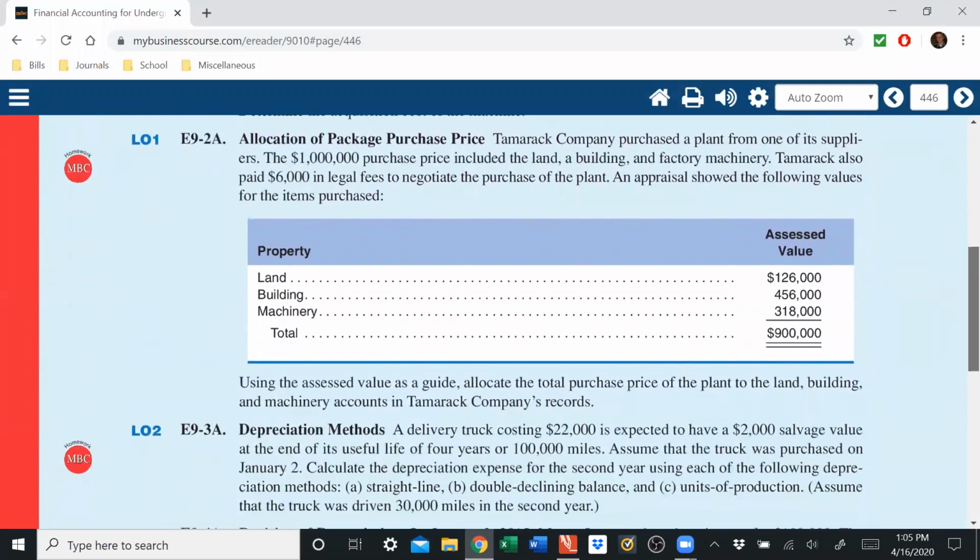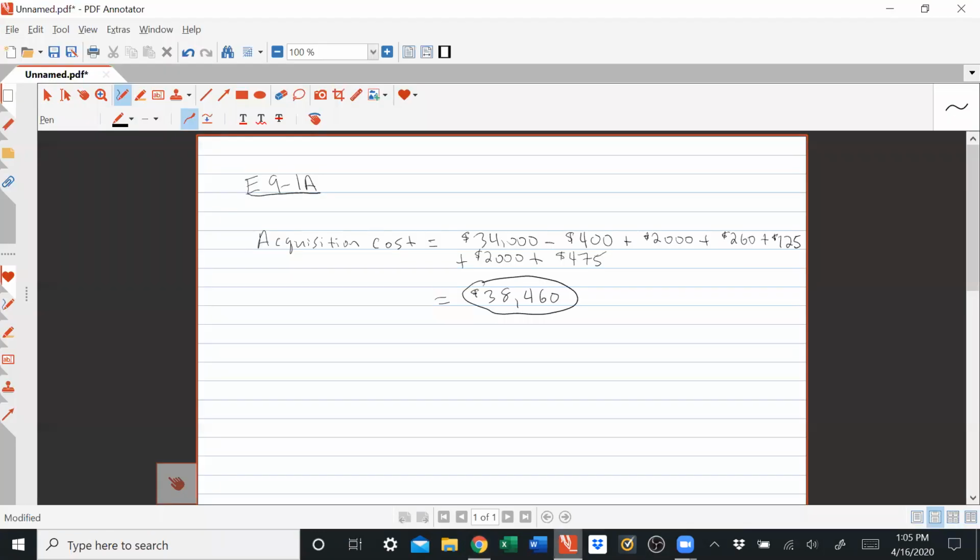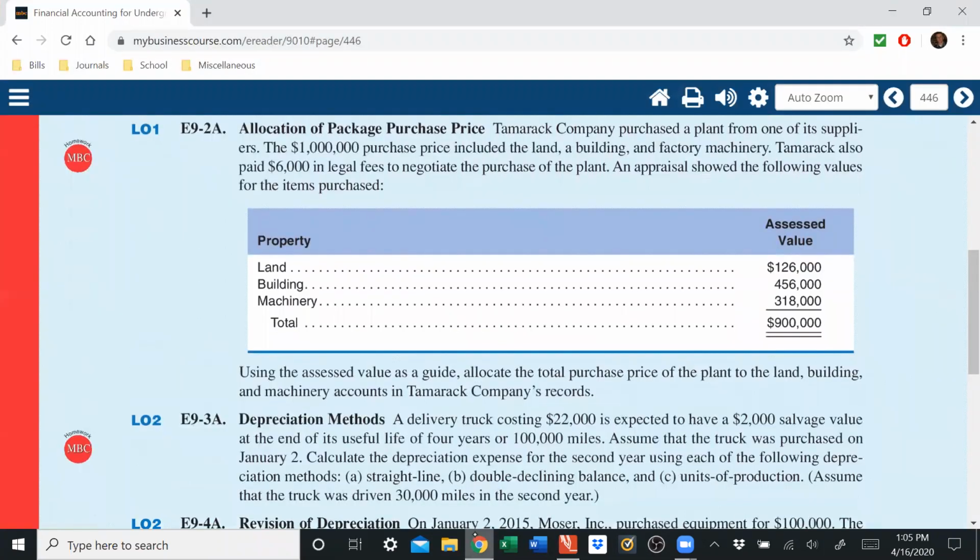Let's work on this next one. Exercise 9.2a. And this exercise tests your knowledge of how to account for a package purchase. So Tamarack Company purchased a plant from one of its suppliers. They paid $1 million, and that got them the land, the building that's sitting on the land, and the machinery that's inside the building.